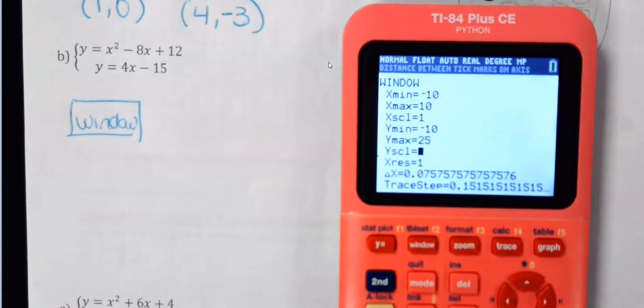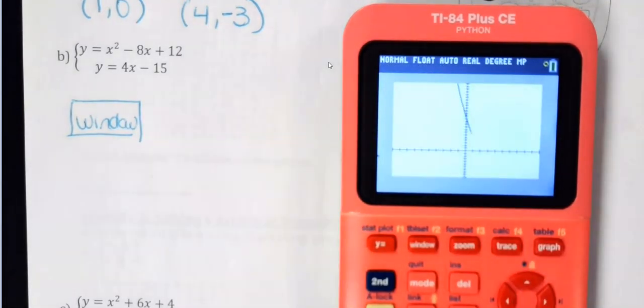We don't have to put in the same thing, but I'm just changing the Y value, the maximum of it, to make sure I can see that intersection on the screen. As long as you can see the intersection on the screen, the calculator will find it for you. So I was just messing around with that a little bit. So that looks like it's high enough.